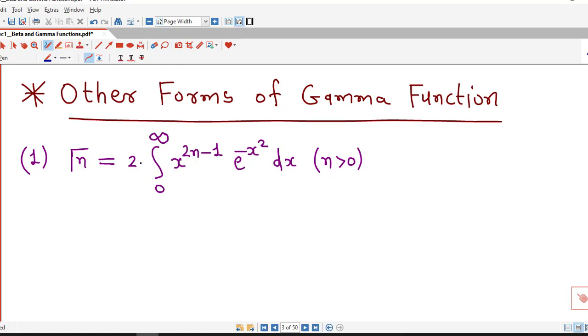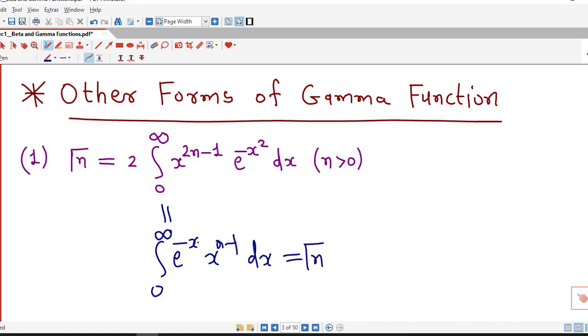Gamma function can be represented in terms of this improper integral also. So if we want to prove this improper integral, then we want to show that this is nothing but integral from 0 to infinity e raised to minus x, x raised to n minus 1 dx. This is the definition of gamma function.